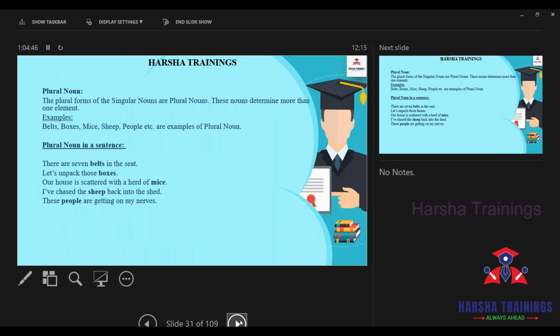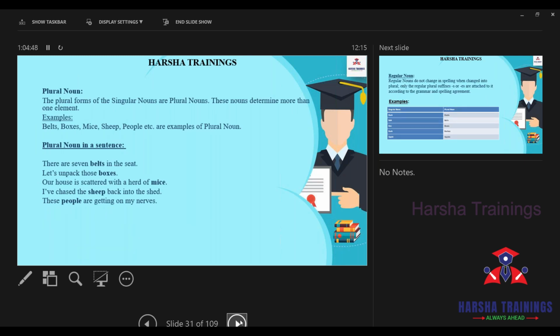Okay. Now coming to plural nouns. The plural forms of singular nouns are nothing but plural nouns. That is, it has more than one thing in it. For example, duck becomes ducks. So duck is singular, ducks is plural. Right? Boxes, bells, mouse. It doesn't become mouses. Mouse becomes mice in plural form.